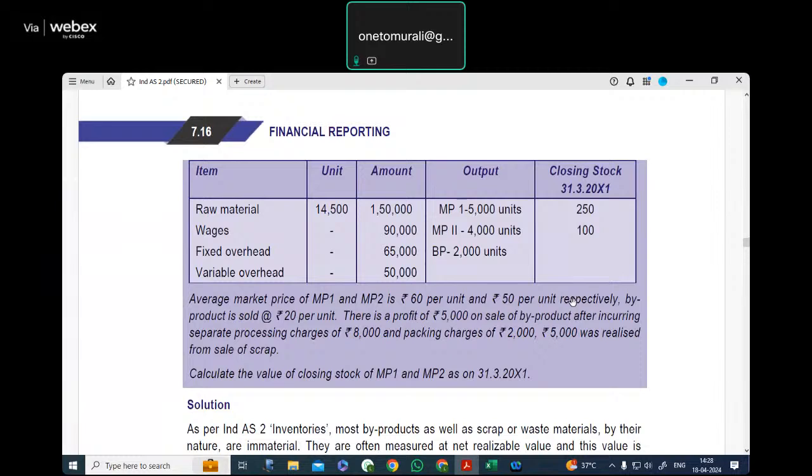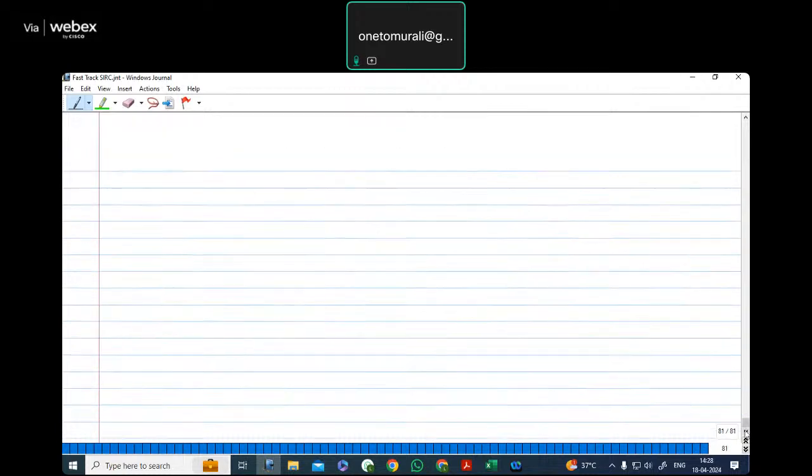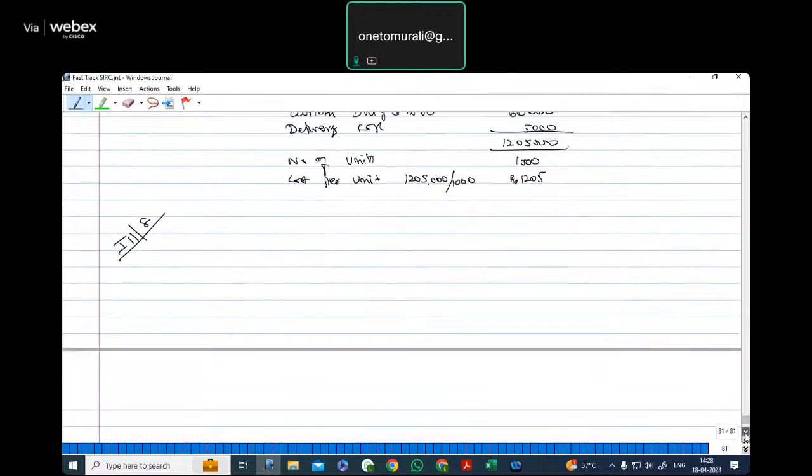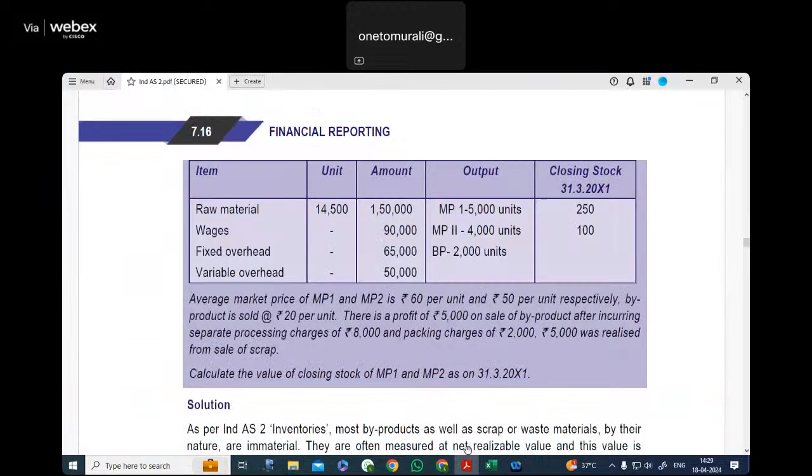So they are asking us to find out the closing stock value of MP1 and MP2, and let us just know what exactly had happened there. This is illustration number 8. So we understand that they are bringing out a joint process, and through this joint process you have 3 products emerging: main product number 1, main product number 2, and there is a byproduct BP. We have the basic concept that byproduct NRV is credited to the joint cost.